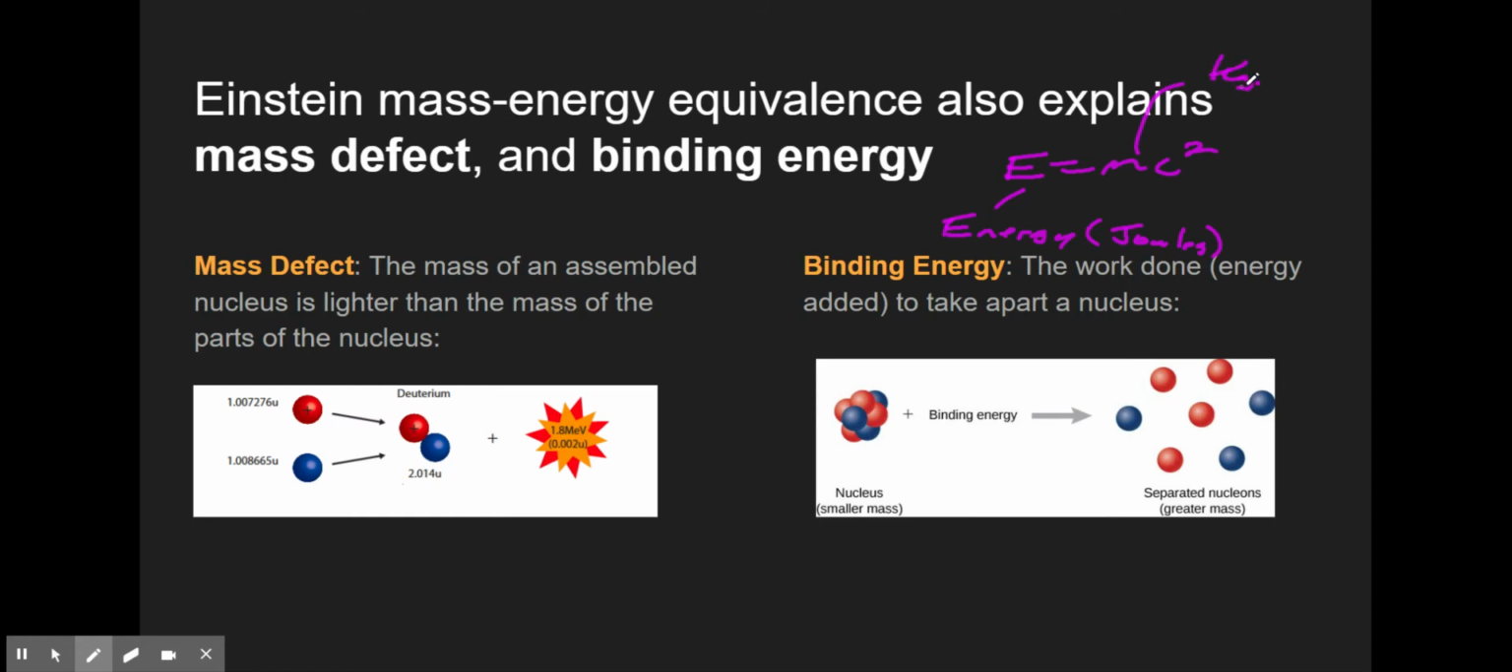Mass is in kilograms, although sometimes you'll see it in AMUs. I'll give you an example of that just once to see it. And then C is our good old speed of light, and that's 3 times 10 to the 8th meters per second, that constant. So really only 2 variables here, E and M, that are related through this speed of light squared.